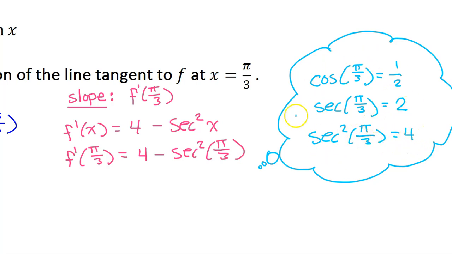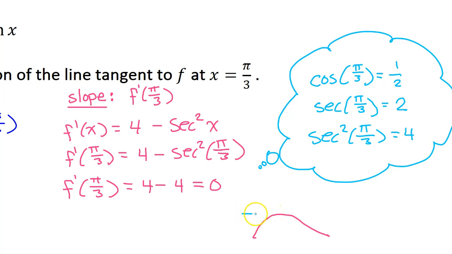You do all of this in your head. That's why I put it in this thought bubble. What you write down is f prime at pi over 3 is equal to 4 minus, well, 4, which is equal to 0. The slope is 0. That means we must be dealing with a horizontal tangent line.